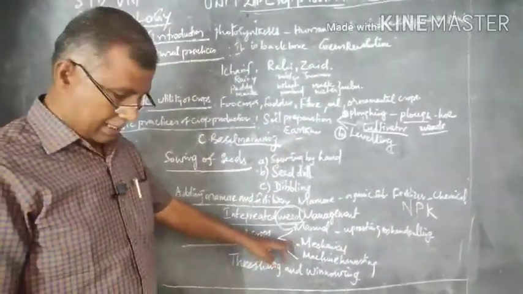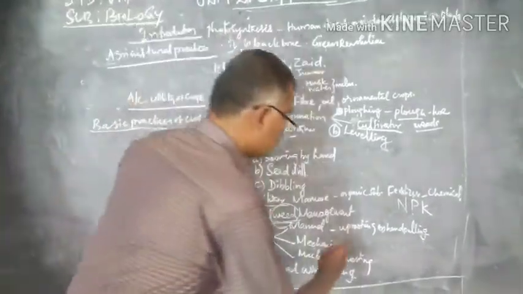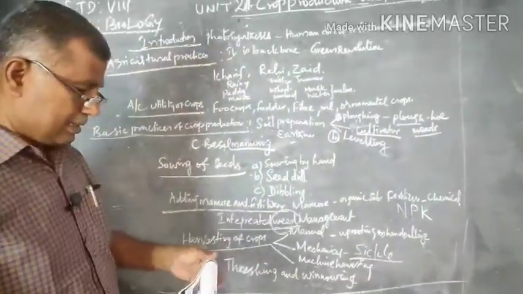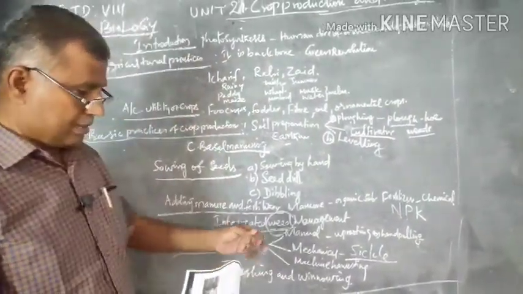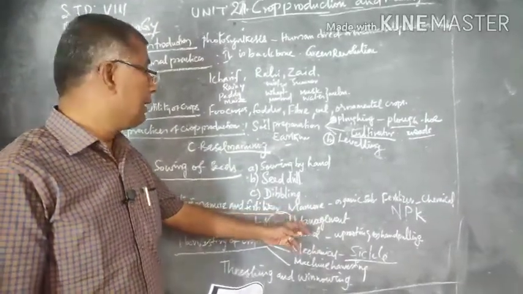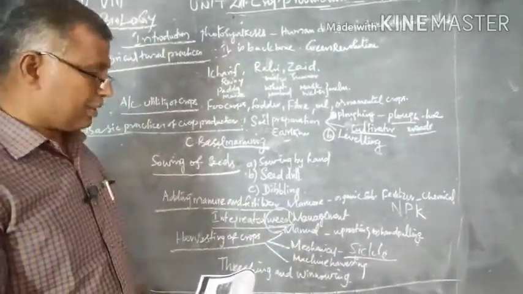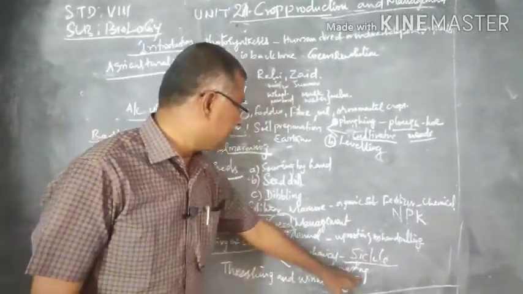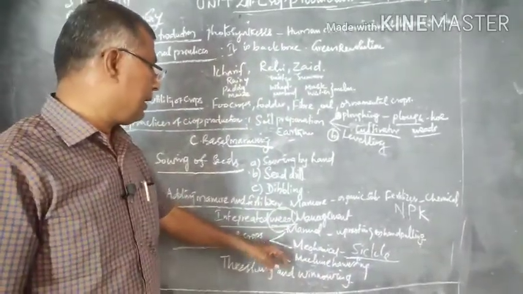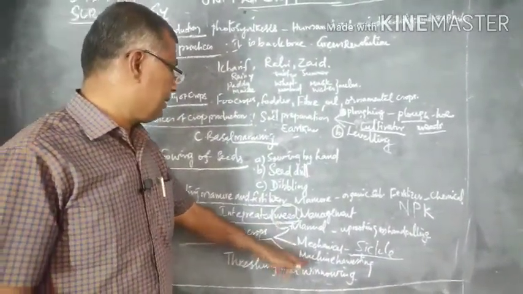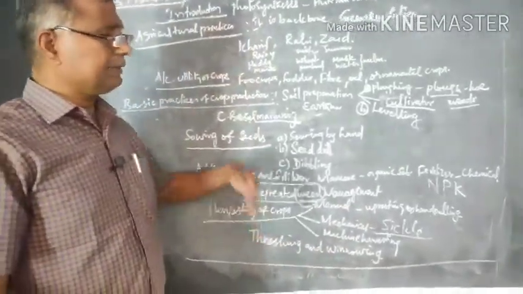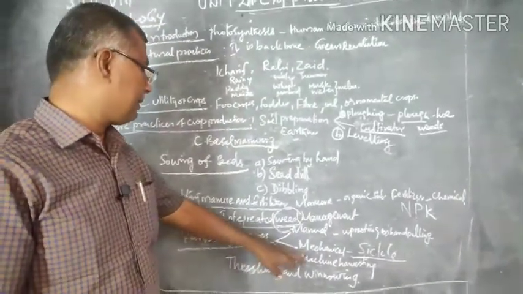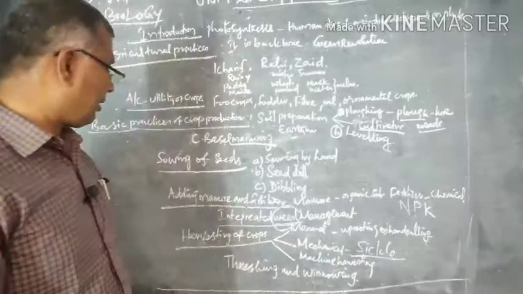Then mechanical, so mechanical means by means of using sickle. It means a sickle, that is called as mechanical method. Understand? So this method is laborious and time consuming and suitable for small size farms. Then the machine harvesting. It is used by machine, well trained machine, to harvest the plants in a large area. Understand? So this is the modern method of harvesting, is nothing but the machinery harvesting.